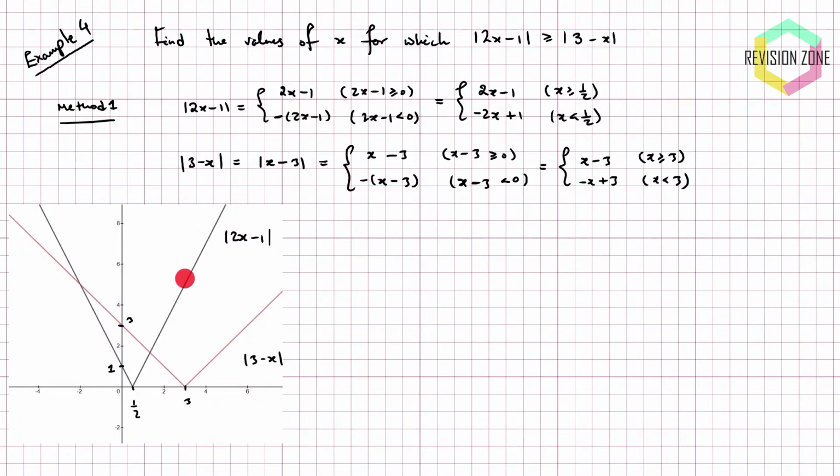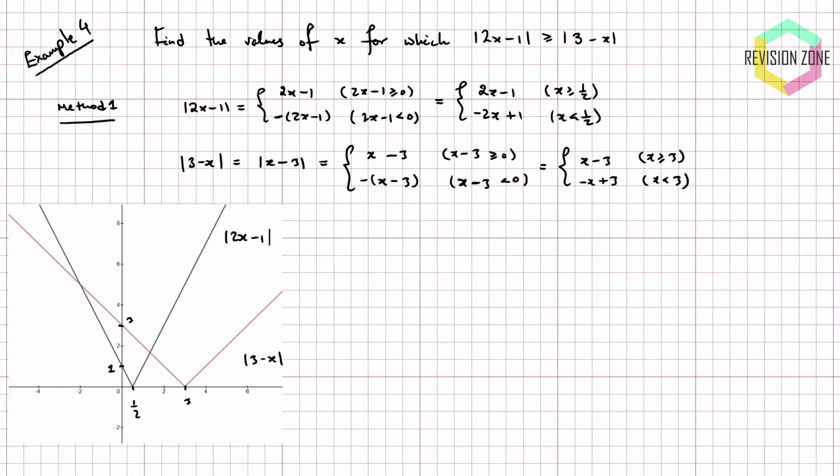We see that this black graph here is the graph of the modulus of 2x minus 1, and the red graph is the graph of the modulus of 3 minus x, okay? And we see that there are indeed going to be two intersections, and we want to solve this inequality, which is the same thing as saying the black graph is always higher than the red graph, okay? And we see that's the case on that chunk there, and on that chunk there. So we solve for these points.